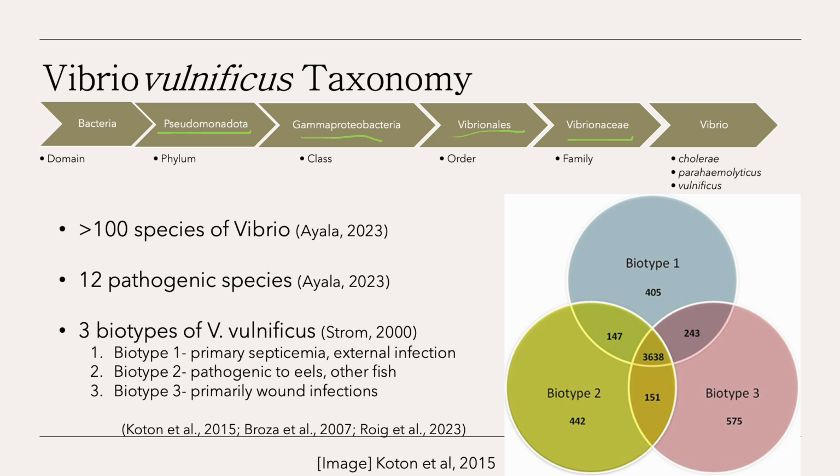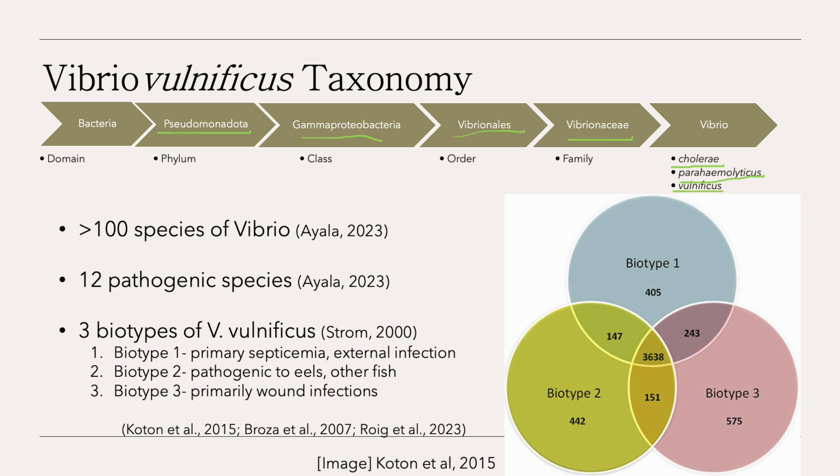Among those, and I have them listed here, are three of the most common, which are Vibrio cholerae, which as you might have guessed is responsible for cholera in humans, Vibrio parahemolyticus, which causes gastroenteritis if consumed, and of course Vibrio vulnificus.